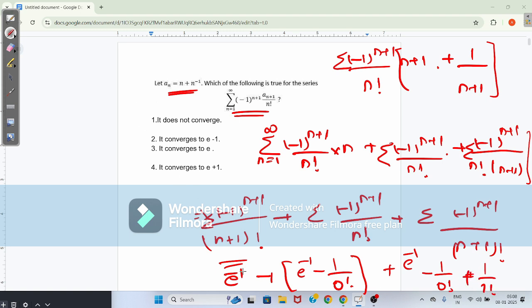Okay, now this is minus 1. Okay, e power minus 1, e power minus 1, these two values get cancelled out, and the remaining value is e power minus 1 plus 1. Okay, so it converges to e power minus 1 plus 1. Okay, this is the required answer.